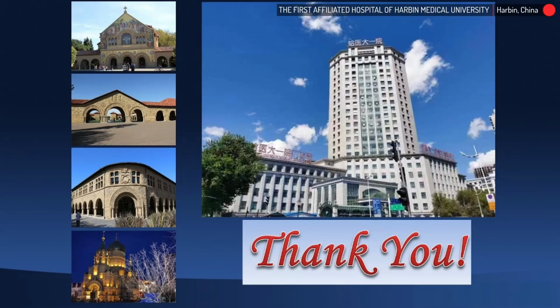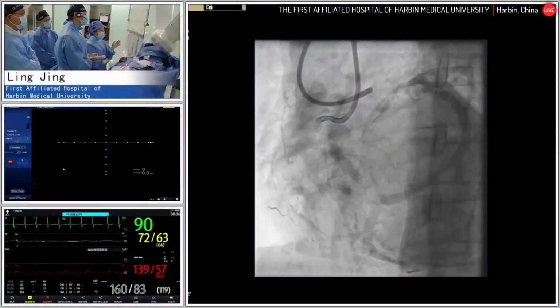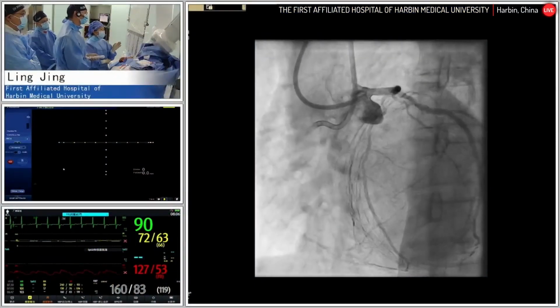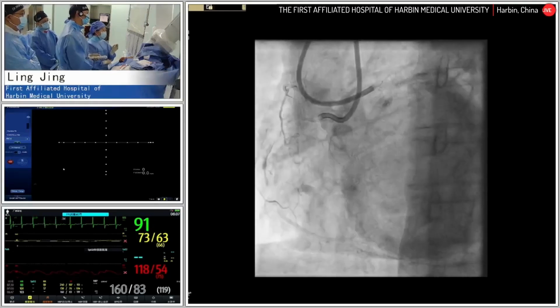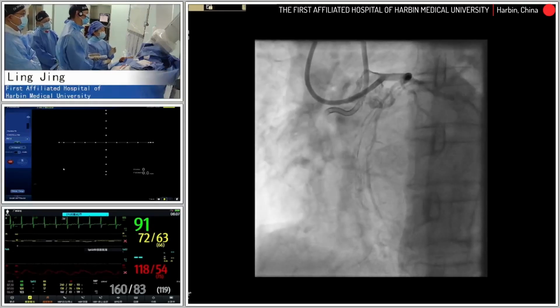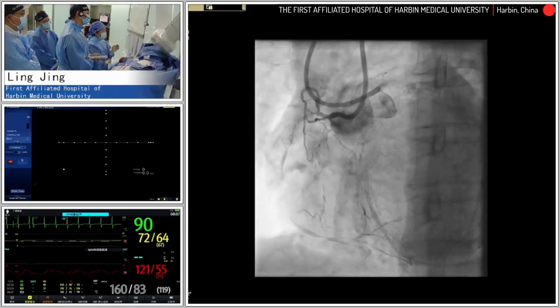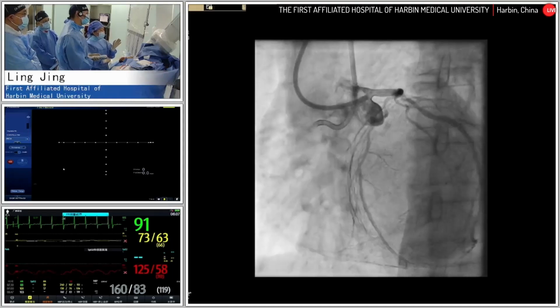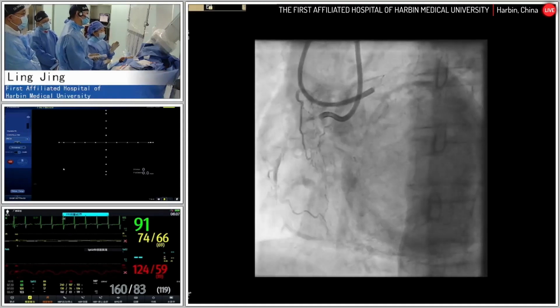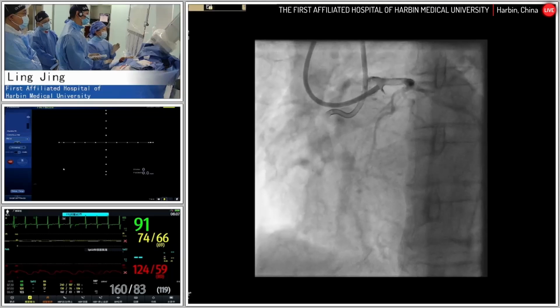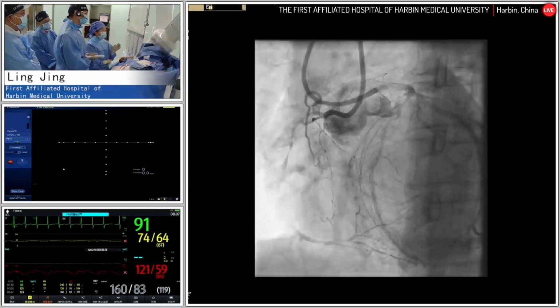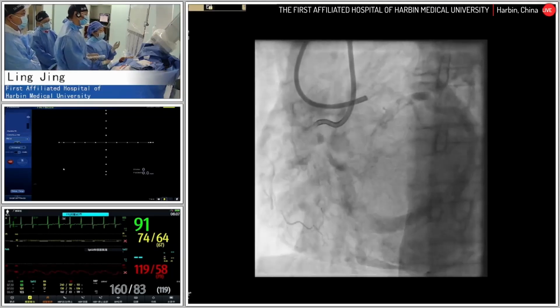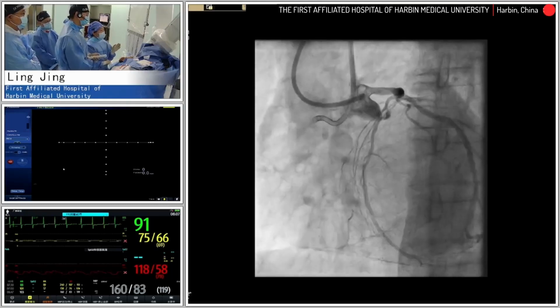Okay, good morning, everyone. Now let's see the first angiography. This is a patient of 3 vessel disease. We have complete revascularization of LCX last time, and this time we will focus on the RCA. The patient's LAD QFR value was 0.81, so we plan to defer LAD and work on RCA this time.